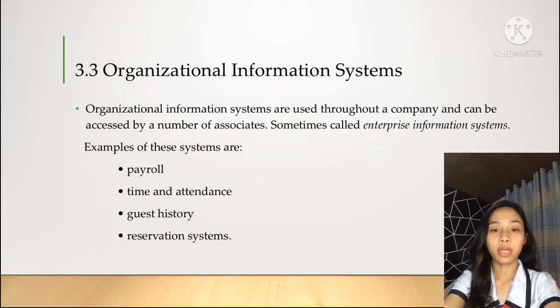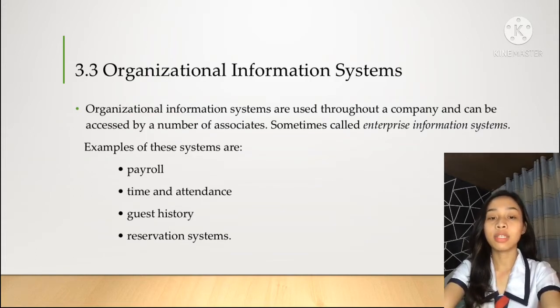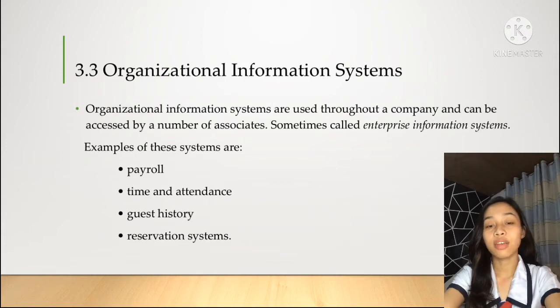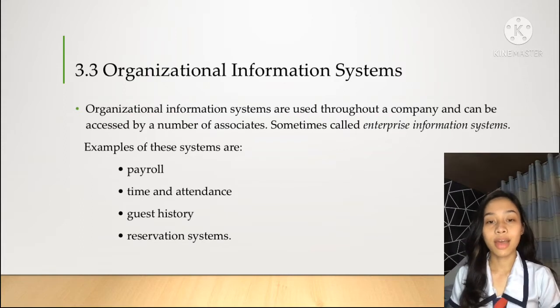So, an Enterprise Information System is a large-scale technological platform that allows a business to merge and systemize all of its processes. These systems are controlled by several computers, which are separated by long distances. The purpose of utilizing an information management system is to allow everyone in an organization to acquire business knowledge that helps them perform their unique roles. Examples of these systems are payroll, time and attendance, guest history, and reservation systems.